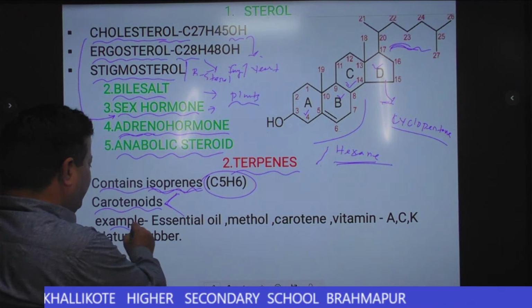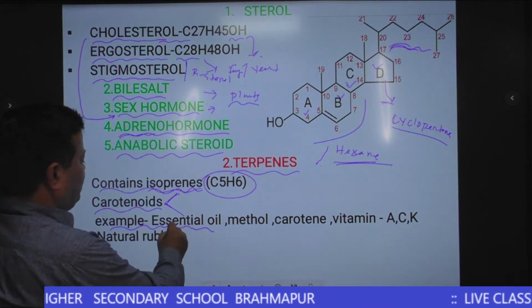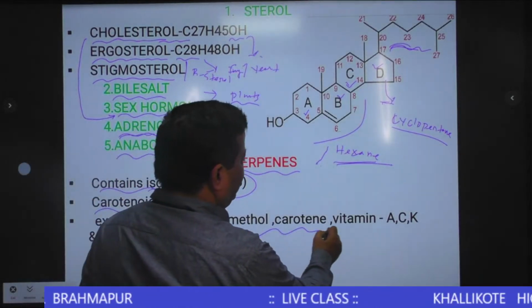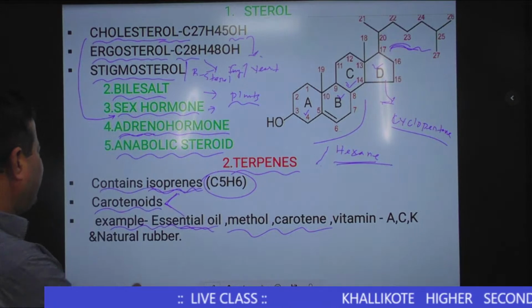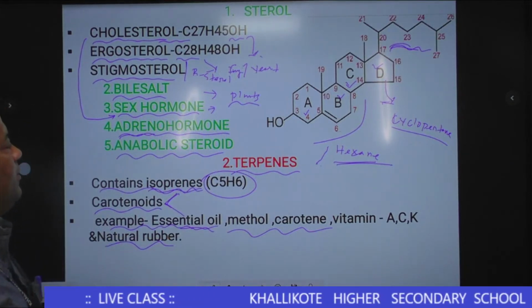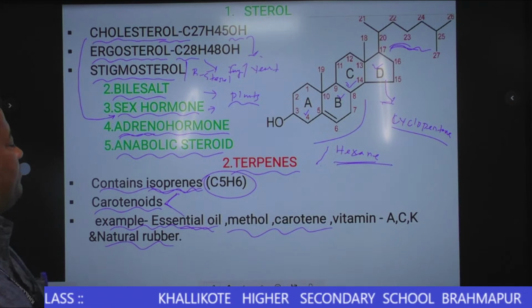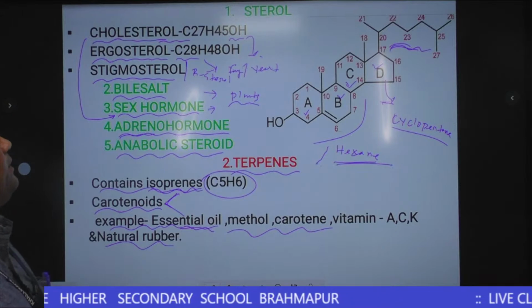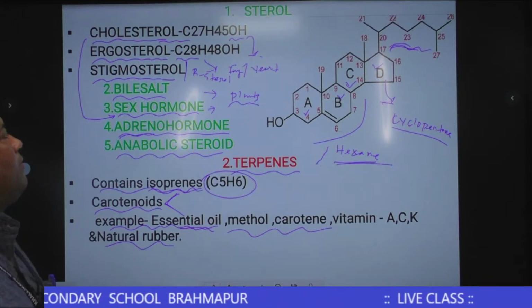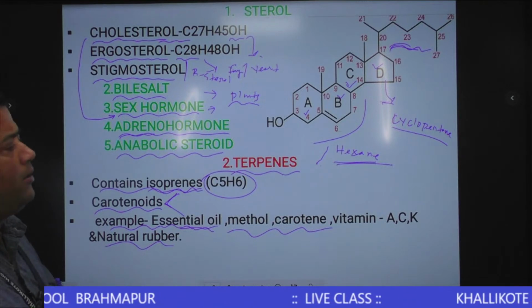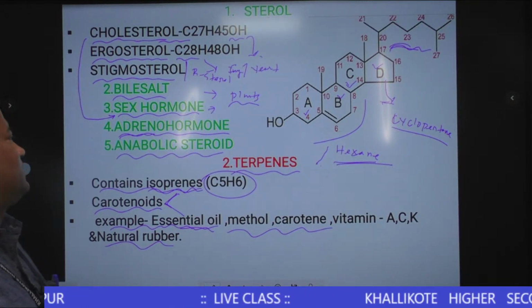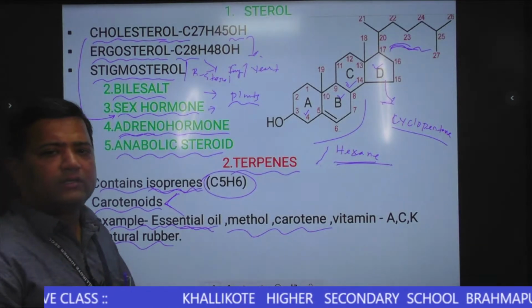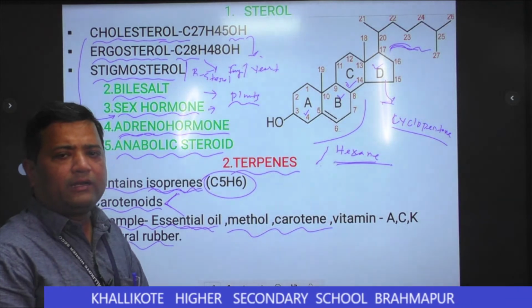Terpenes are specially found in essential oil, menthol, carotene, vitamin A, K, and natural rubber. These are the compounds which are found in different substances of the plants. So terpenes and steroids are two derived lipids which are available in plants as well as animals. This is all about your lipid portion: simple lipid, compound lipid, and derived lipid.